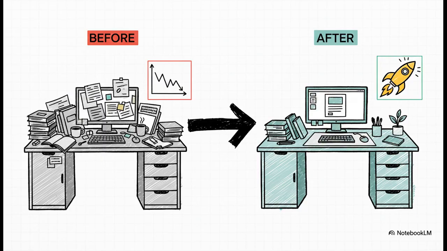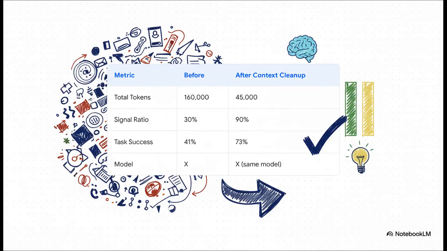And when you do this, oh man, the difference is just night and day. You're taking your brilliant engineer out of that chaotic, cluttered mess and giving them a clean, focused environment to work in. And the impact on their performance isn't a small tweak, it is a total transformation. Okay, let's get down to brass tacks. Look at this. The model is exactly the same on both sides. But by cleaning up the context, by slashing the token count, and cranking the signal ratio from a measly 30% all the way up to 90%, the task success rate jumps from a pretty bad 41% to a really impressive 73%. You didn't need a smarter model. You just needed to stop making your current one wade through garbage.